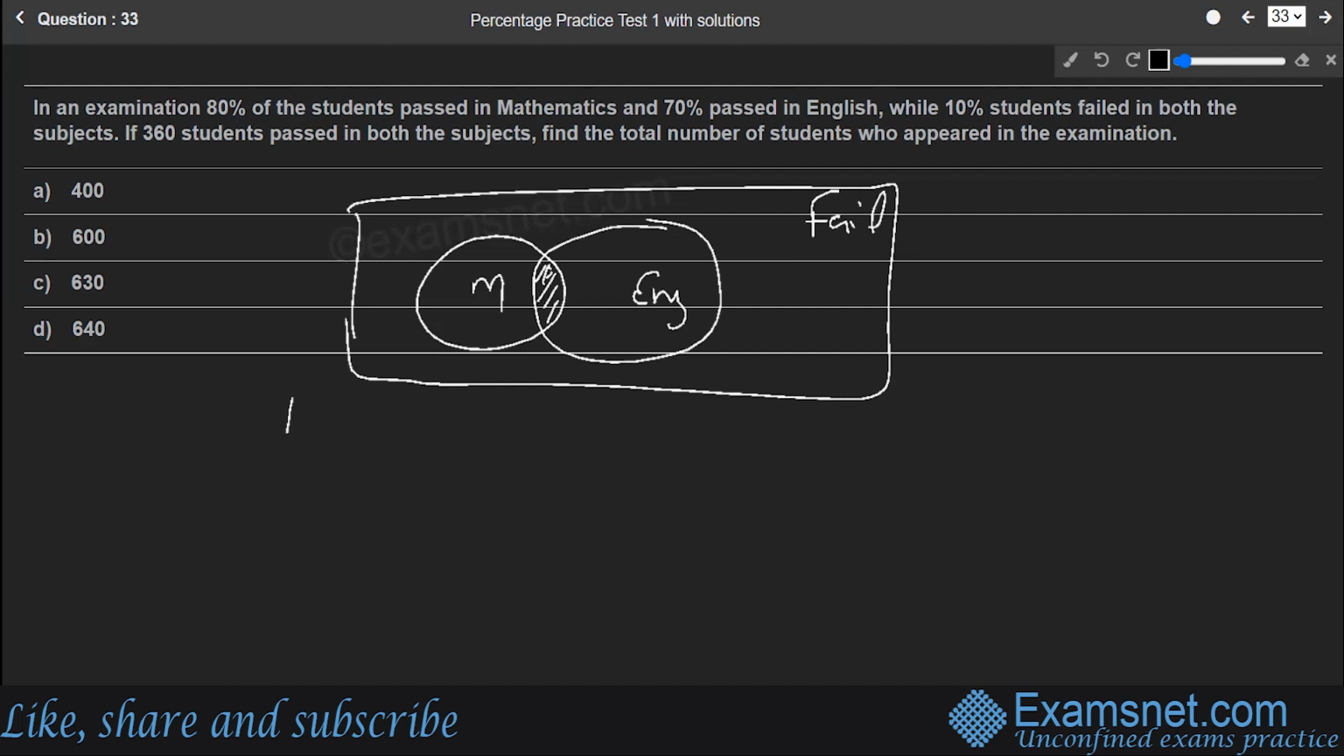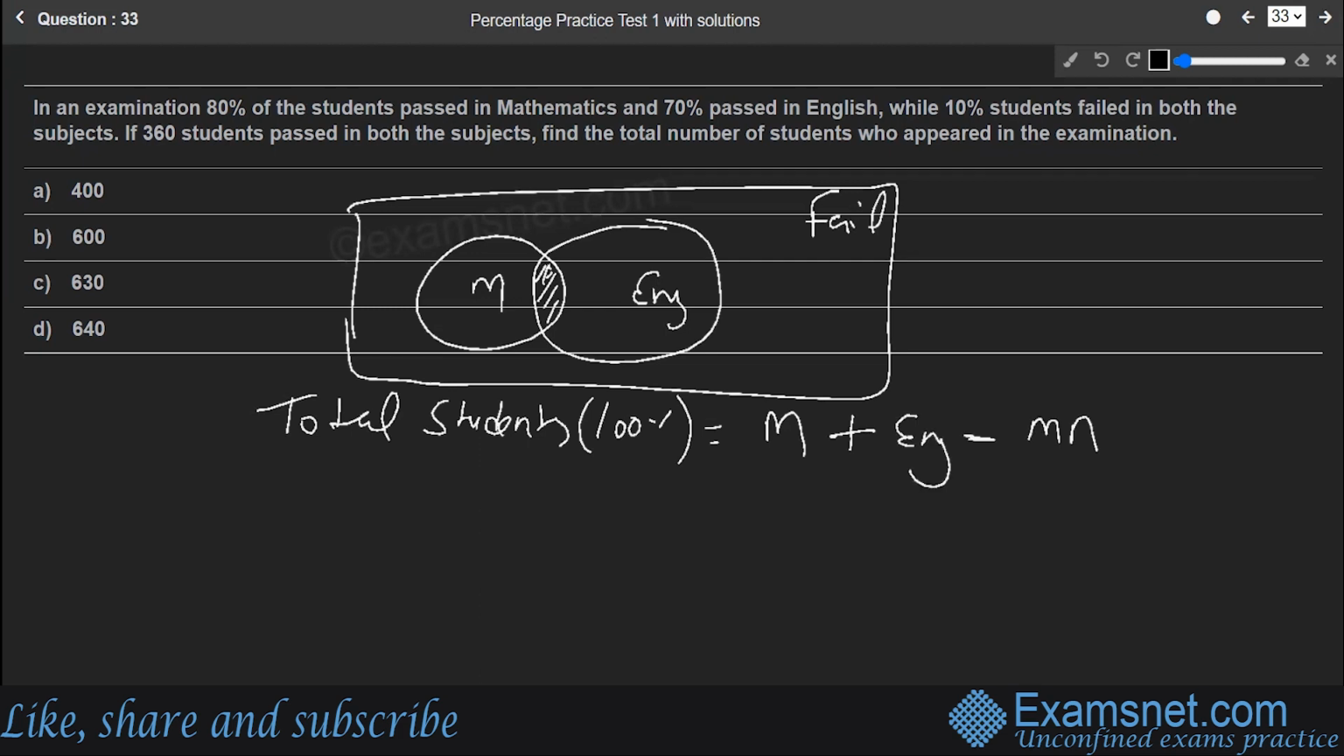Okay, so the total students, that is always going to be 100%, is a combination of mathematics plus English, minus the mathematics intersection English, that is the common portion, and plus obviously the failing students. That will make the 100% students available there. Maths passing students, English passing students, the common students subtracted, plus the fail percentage.